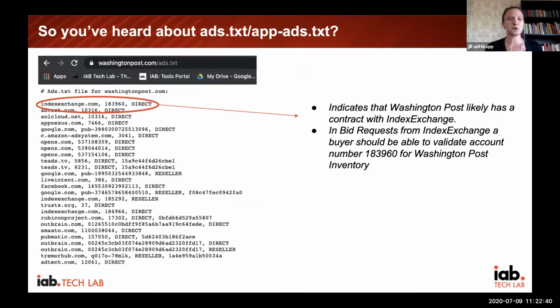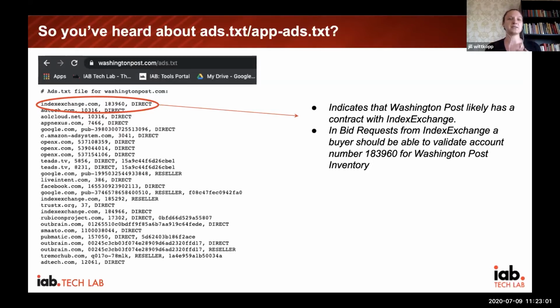Next slide. And so I'm going to walk us through a pretty basic example. This one is for Washington Post. You can see their ads.txt file here. And just the first seller on the list is Index Exchange. And you can see that that is a direct relationship. And so what this indicates is that Washington Post likely has a direct contract with Index Exchange.